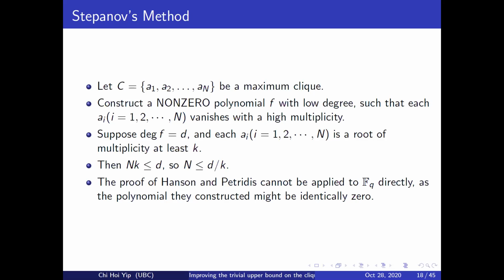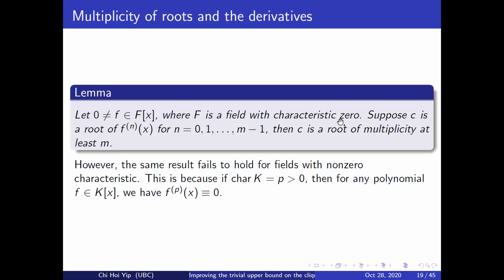Okay, so now we would like to check whether ai vanishes with a high multiplicity. And the idea is to use the derivative, and we have this well-known lemma. Suppose F is a field with characteristic 0, and suppose c is a root of the n-th derivative of f for n equals 0, 1 up to m minus 1. Then c is a root of multiplicity at least m. So this is nice. We can check the derivatives to see whether c has a high multiplicity.